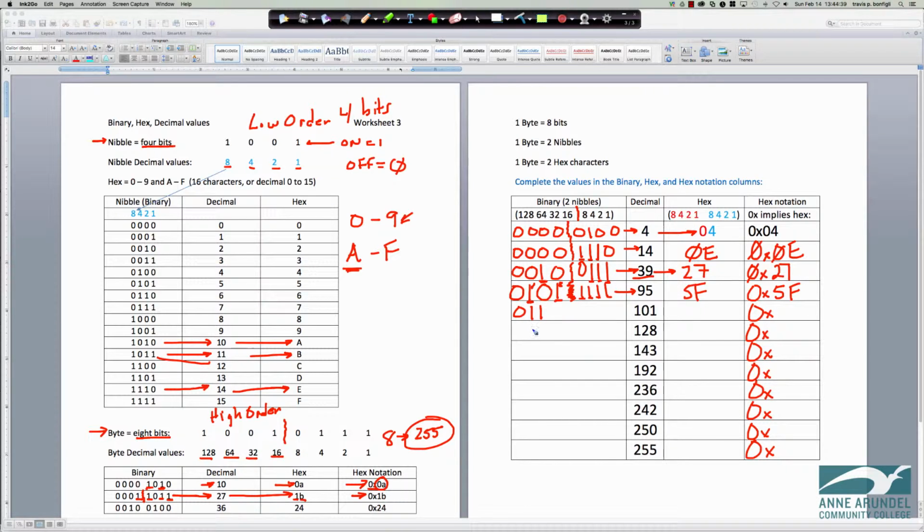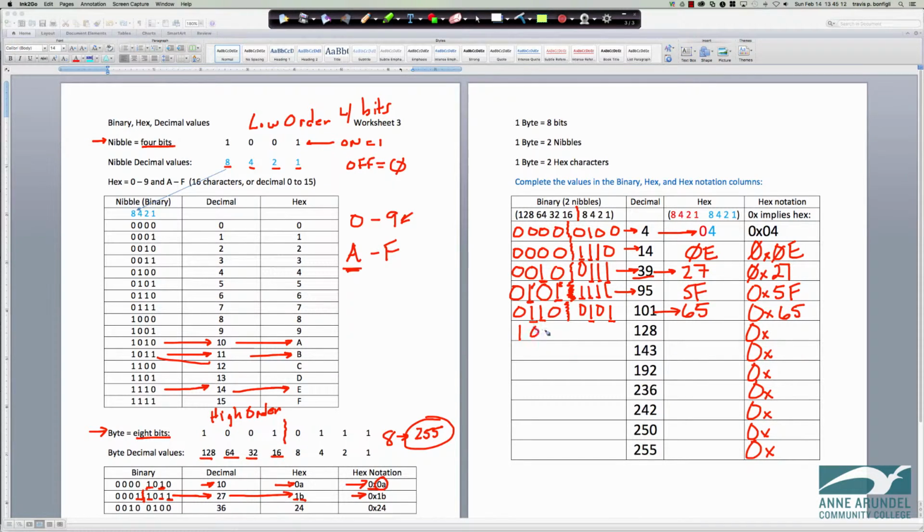Now we've got 101, so 128 is still too large, but 64 is not. 32 makes it 96. So now, at 96, I only need 5 more. So I know that that would be the 4 and the 1. So everybody else is going to be zeros. And then there's my divider there for the 2 nibbles, for each of my hex characters. So my first hex character will be 4 and 2 is 6. My second hex character will be 4 and 1, which is 5. So 101 in decimal is 65 in hexadecimal.